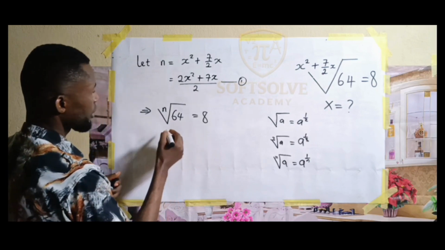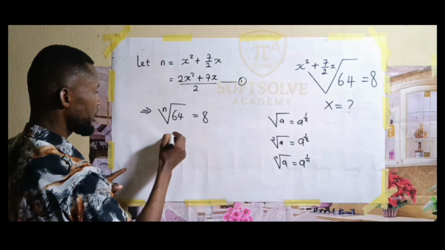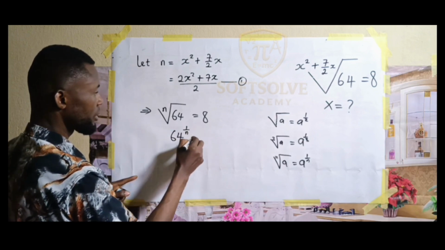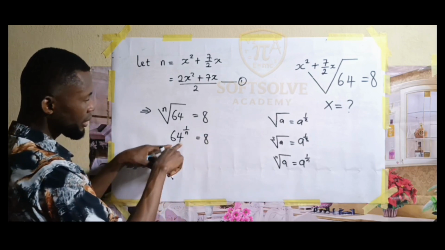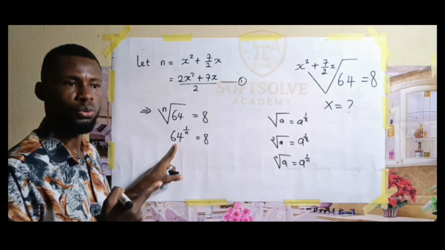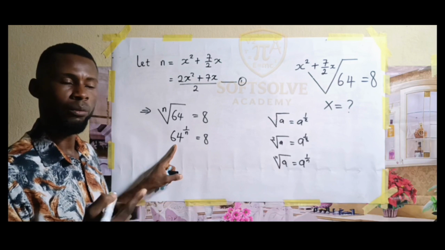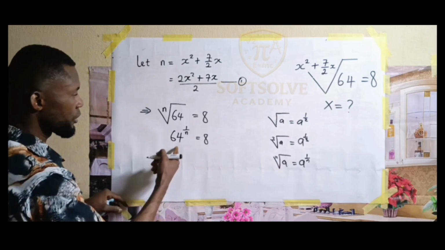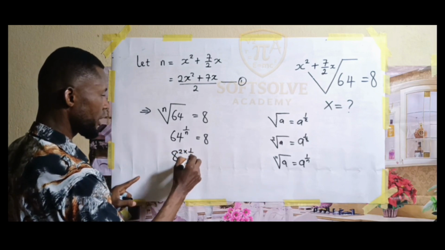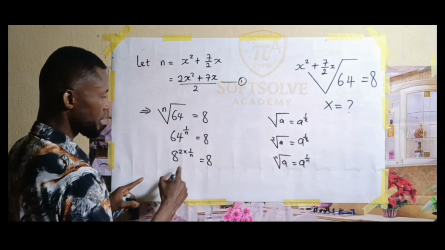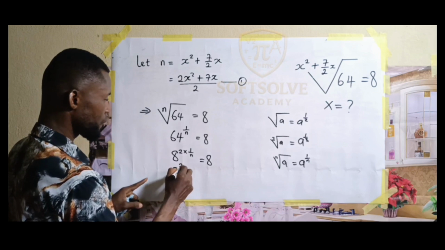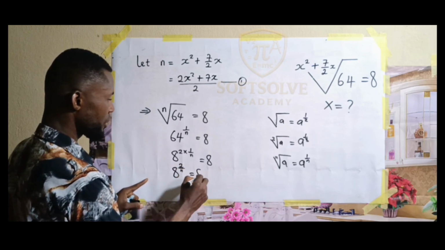So this could be converted to index form, which is 64 to the power of 1 over n, which is equal to 8. Now we know that 64 here is 8 times 8, which will be 8 squared when we convert it to index form. So this becomes 8 to the power of 2 times 1 over n is equal to 8. Multiplying this, we'll have 8 to the power of 2 over n, and that's equal to 8.